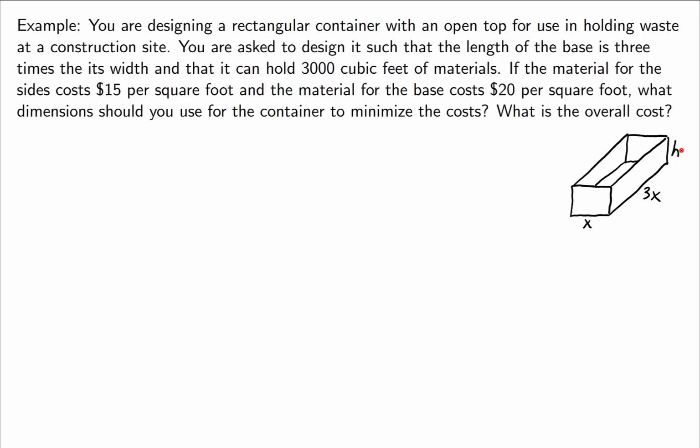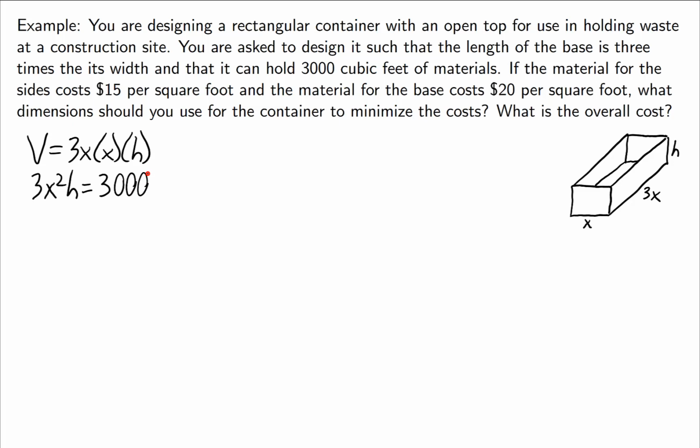Now you're also told that it can hold 3,000 cubic feet of materials. That's the volume, so let's go ahead and use the idea of the volume. Remember, the volume is length times width times height. We'll say the length is 3x, the width is x, and the height is h. So we get 3x squared h. And remember, it said 3,000 is the volume of this. So that gives us a constraint. We'll come back to that in a moment.